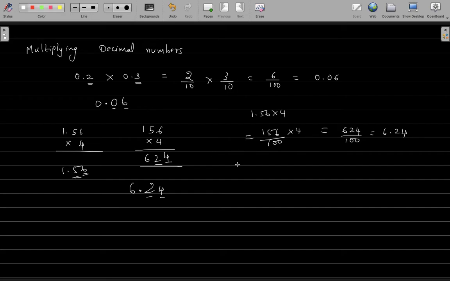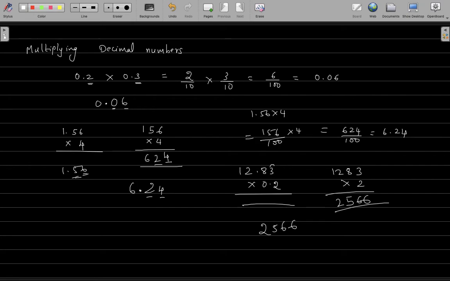Suppose I have, say, 12.83. Suppose I want to multiply it with, say, 0.2. Now what do you get? Before you multiply this, let us pretend as if there are no decimal points. This becomes 1283 multiplied by 2. That should give you 2566.